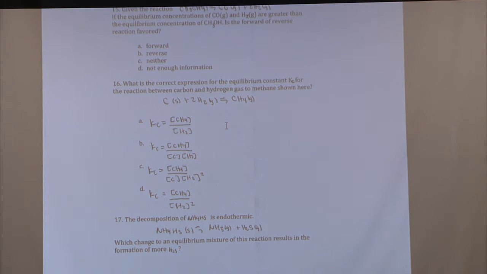But we have CH4 as a product. It doesn't have any coefficients in front of it, so it's not going to be raised to anything. And then we have hydrogen gas, and it has the 2 as a coefficient in front of it, so that's going to be raised to 2. So therefore, the answer should be what? D. Great, because carbon is not included, and it has the right exponents.